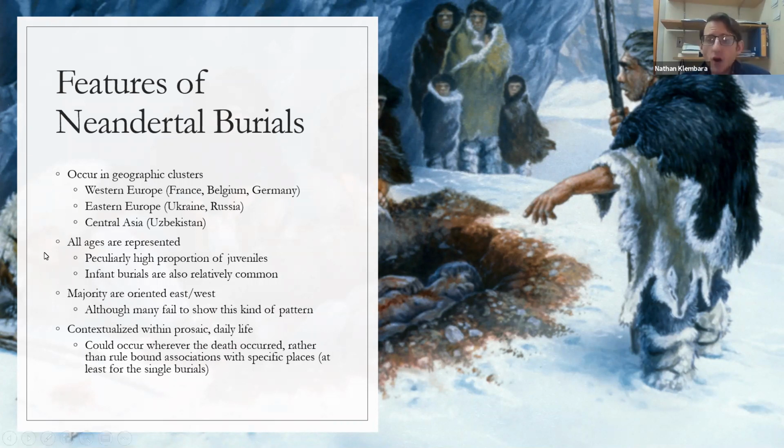In Neanderthal burials, all ages are represented. Although we do see that, especially compared to Homo sapien burials that we'll talk about later, there are a lot of children, a lot of juveniles, and a lot of infants. This indicates to us 2 things. One is that Neanderthals had high infant mortality, that a lot of infants and young children were dying and not living to adulthood. And 2, that these young children and infants were given and seen as being full persons in this society.